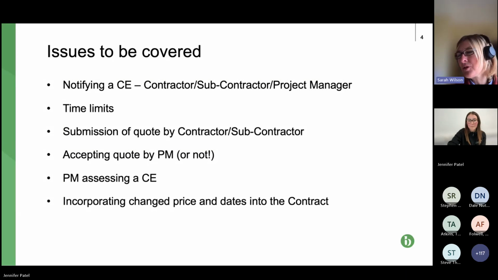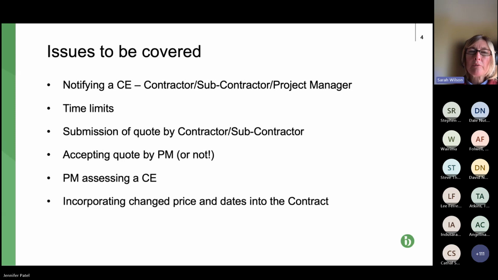Okay, so these are the issues that we're going to be looking at. I am going to look at the compensation events themselves, but I just want to look through the process that we have. And we'll see when we go on to the next slide that this process pretty much follows clauses 61 to 65 of the contract. So clause 60 lists the compensation events. I'll come back to that in a minute.